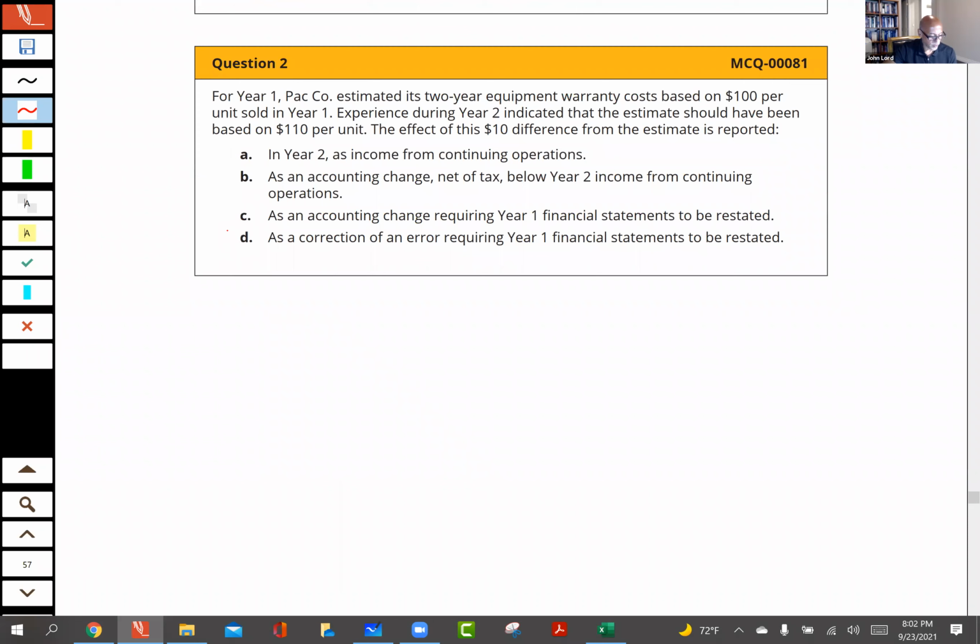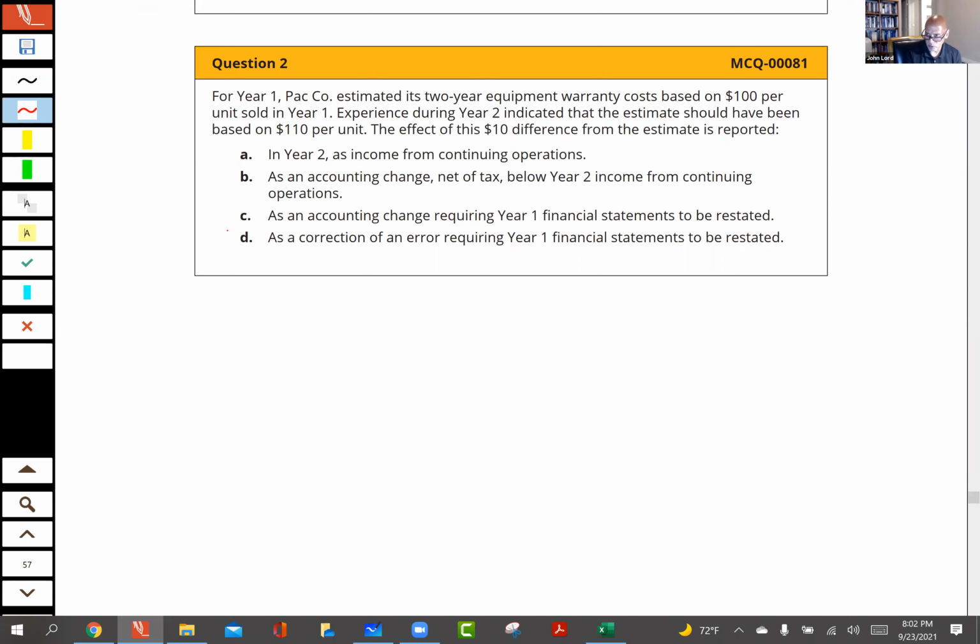Okay, number 2. For year 1, Pack Company estimated its 2-year equipment warranty cost based on $100 per unit sold. Experience during year 2 indicated that the estimate should have been, do I hear a change in estimate coming? Okay, should have been 110. The effect of this $10 difference is going to be reported in year 2 in income from continuing operations. I'm looking at that, I'm like, huh? Let me keep going. B, as an accounting change, net of tax?